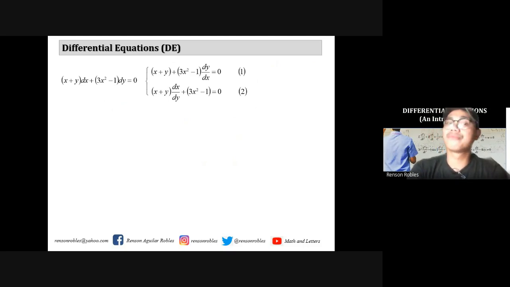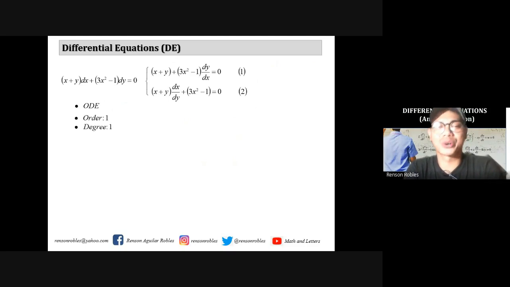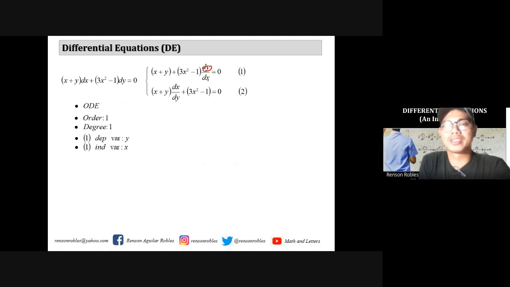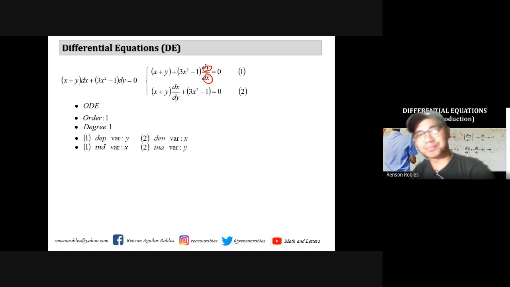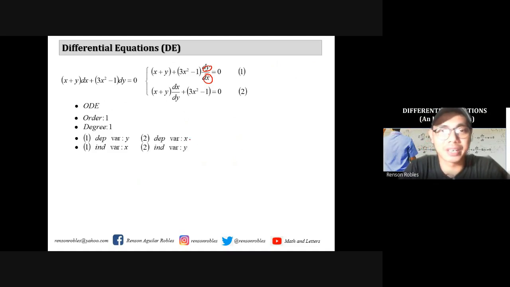So we just classify this differential equation. We have an ordinary differential equation, you get it right, and of order 1, degree equal to 1, a first order, first degree differential equation. On the first equation, the dependent variable is obviously y and the independent variable is x. On the second equation, the dependent variable is x and the independent variable is y. And then let's classify it.